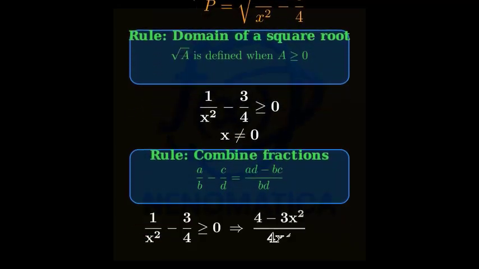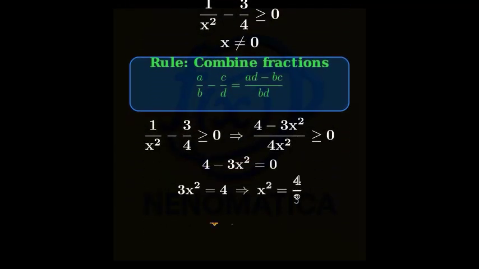Step 3. Find the roots of the numerator 4 minus 3x squared. Set it equal to 0 and solve for x. These roots make the entire fraction equal to 0, and they are included in the domain because the inequality is greater than or equal to 0.